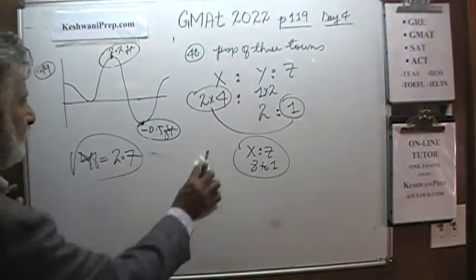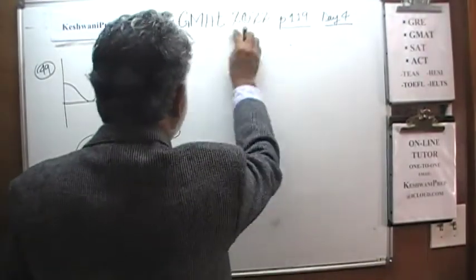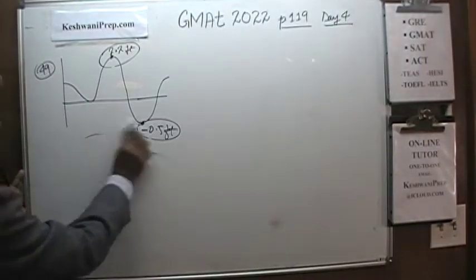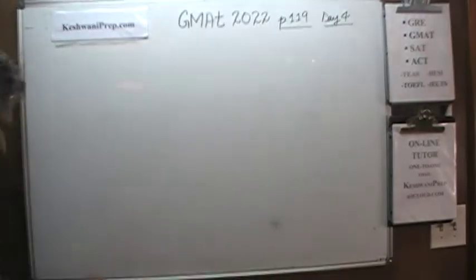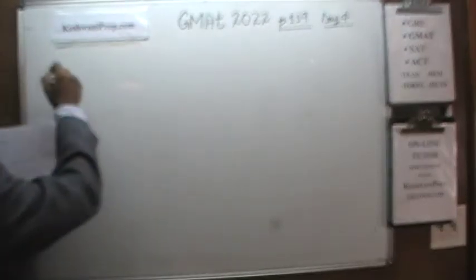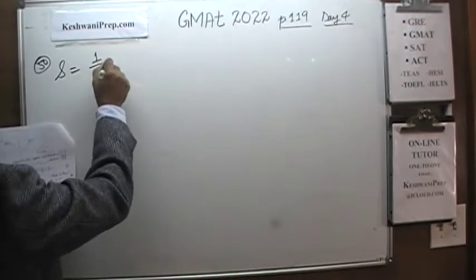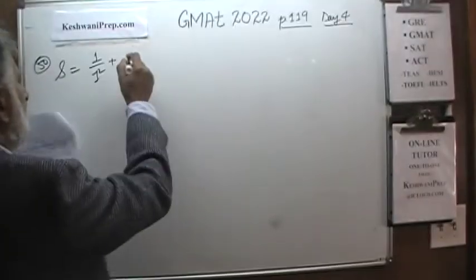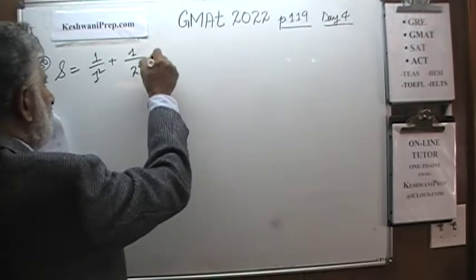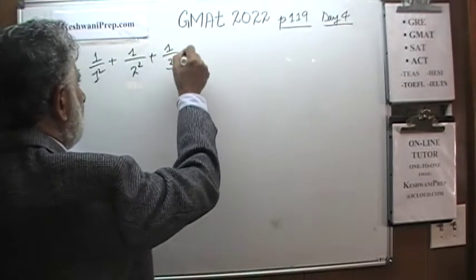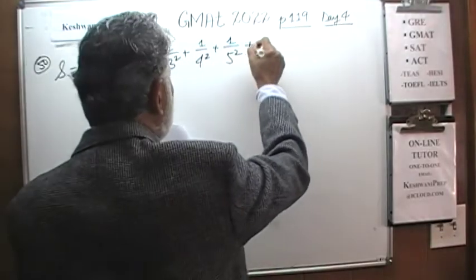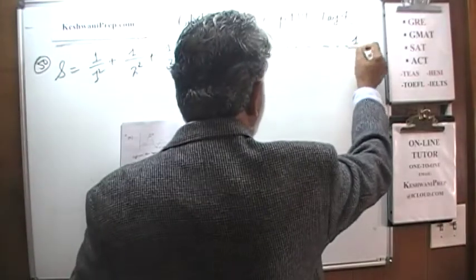Number 50. In number 50, we're given a series. I need the room for it, so I need to erase this. We're given a series that looks something like this. We are told S is equal to 1 over 1 squared plus 1 over 2 squared plus 1 over 3 squared plus 1 over 4 squared plus 1 over 5 squared and so on and so forth until 1 over 10 squared.